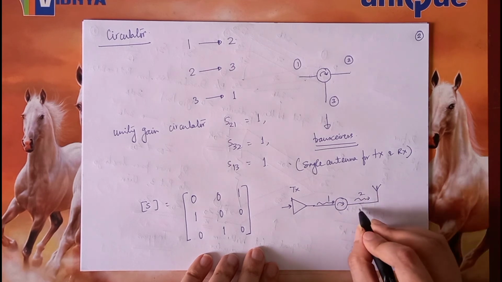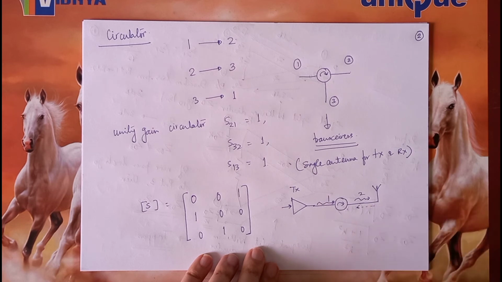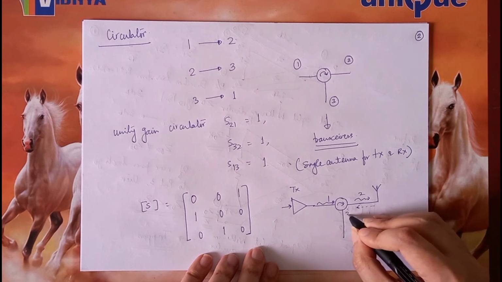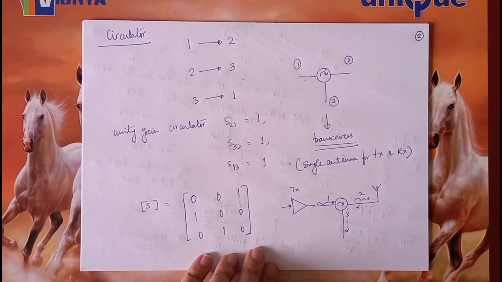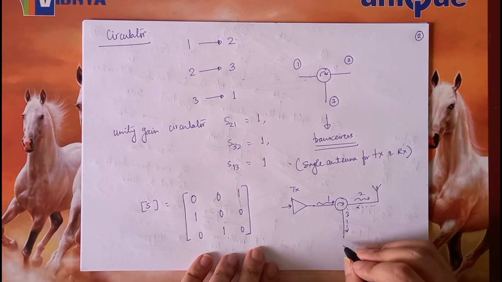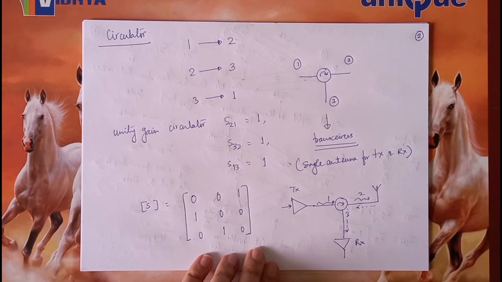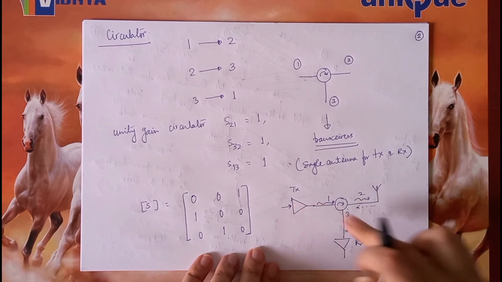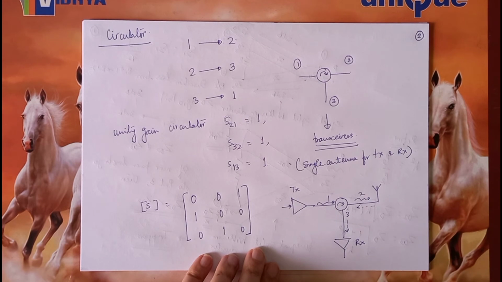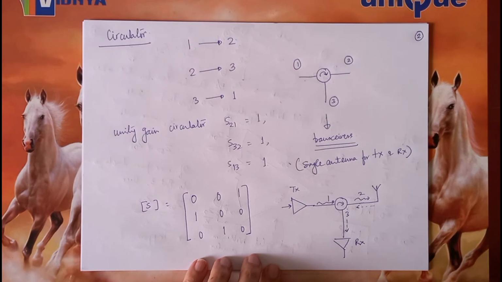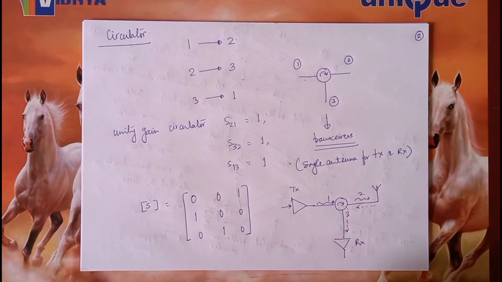But if there is some received signal at port 2, that would go to port 3. And what should we connect at port 3? We should connect the receiving amplifier. This is the transmitting amplifier and this is the receiving amplifier. So for transceiver circuits that consist of a single antenna for both transmission and reception, a circulator is quite a useful device.